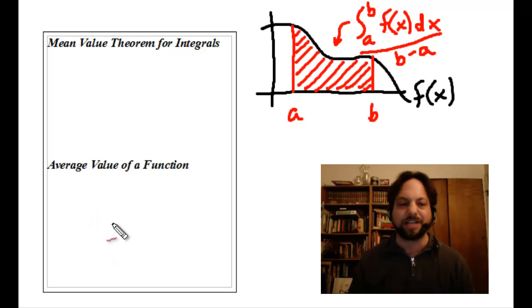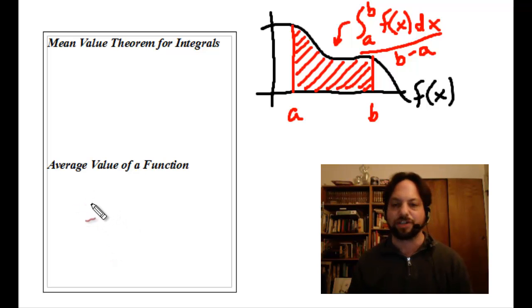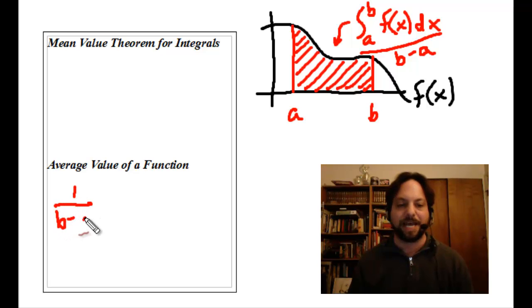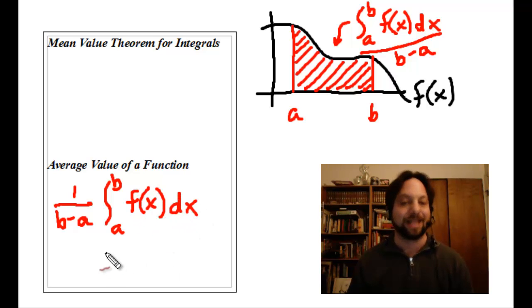So there's actually a nicer way of saying the average value of a function. The way we usually write it is 1 over b minus a, that's the width of the interval, multiplied by the area within that interval. So average value of a function is usually written like this.